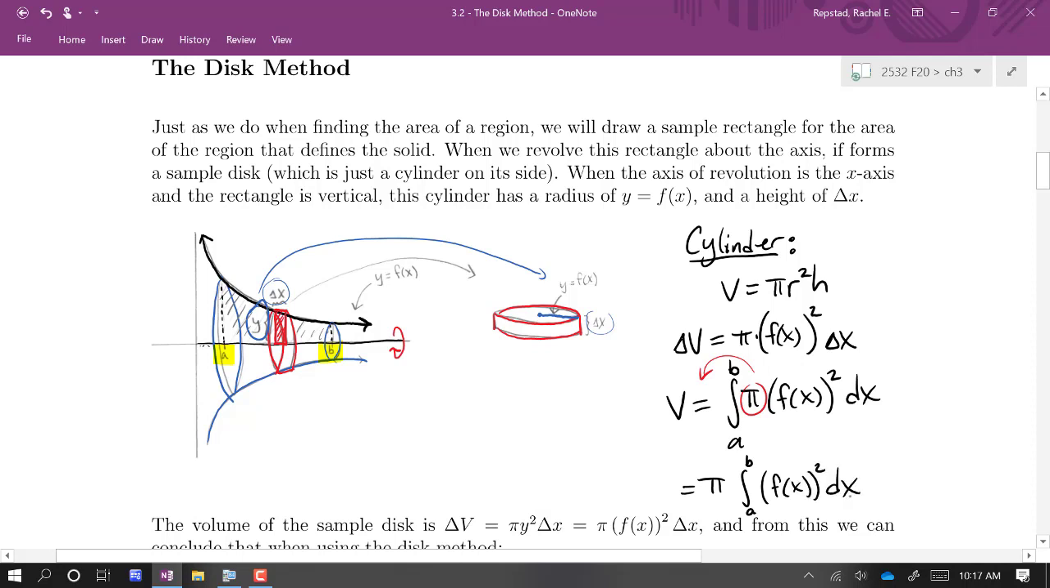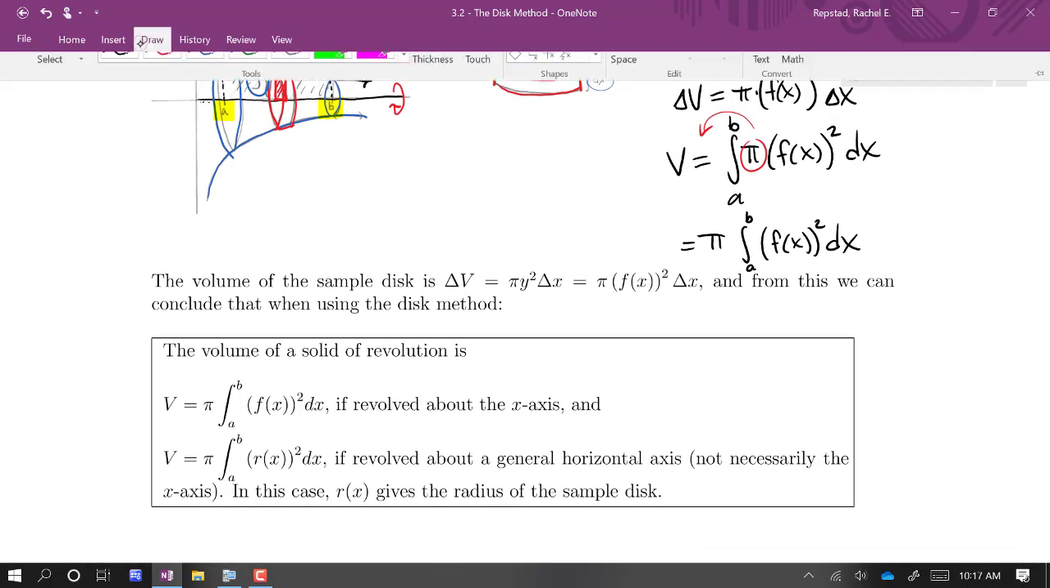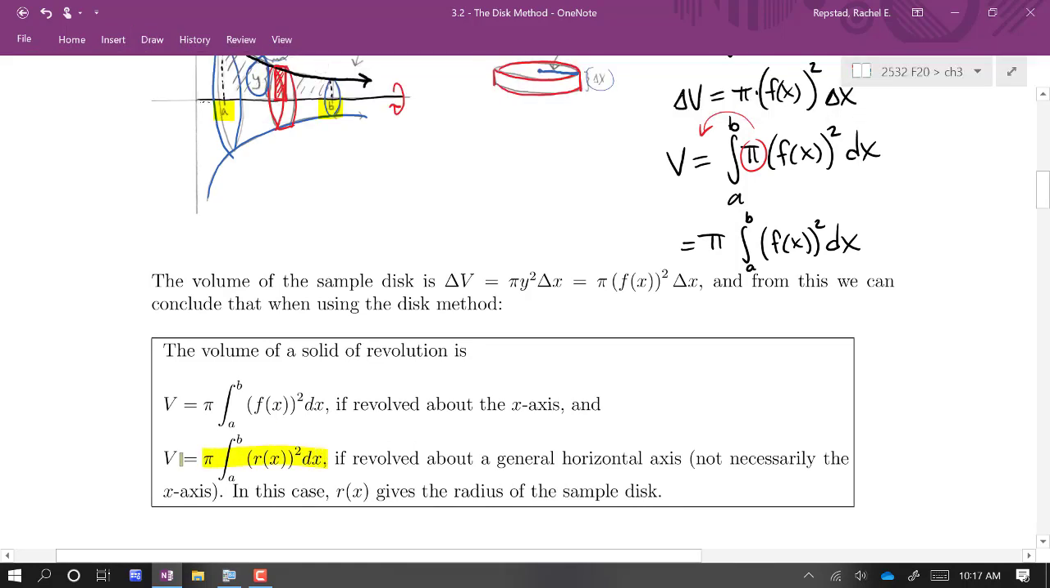So there's the generic setup. Now down here, in this generic setup, I just have the function f of x, because that function f of x, the lower bound was x equals 0. Here's a more general statement of what that integral looks like, where we just call it r of x, because depending on what your bounds are, it might not just be the single function that is your radius. So always sketch, just like with areas, always sketch, know what your region looks like, draw that sample rectangle so that you know what your sample disk looks like. And if you can find the volume of your sample disk, then the integral will write itself.